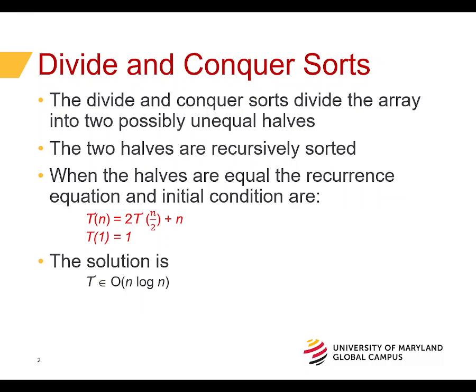The initial condition states that a one-element array can be processed in constant time. The solution to this recurrence equation is big O of n log n. Although it grows faster than linear, because log n grows so slowly, it doesn't grow much faster than that. Most importantly, it grows much slower than a quadratic function.